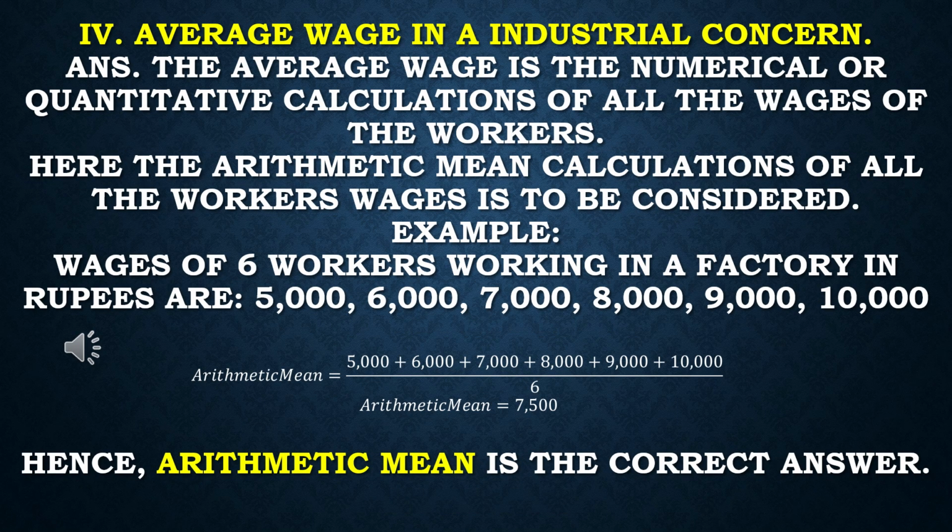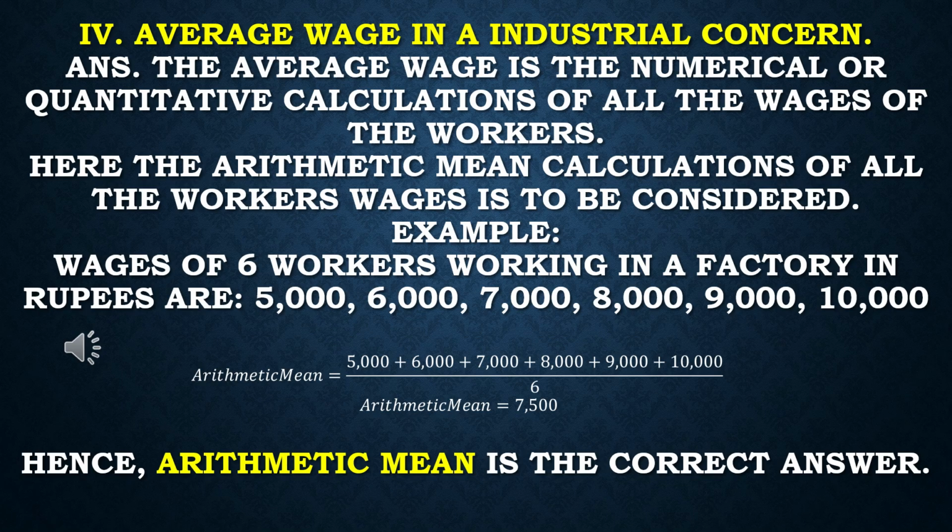Now we come to the fourth question of question number 1, which is the suitable average for average wage in an industrial concern. The answer for this question will be that the average wage is a numerical, again quantitative, value calculated from all the wages of the workers. So here again the arithmetic mean of all the workers' wages is to be considered. Now we take an example. Wages of 6 workers working in a factory, in rupees, are provided: 5,000 rupees, 6,000 rupees, 7,000 rupees, 8,000 rupees, 9,000 rupees and 10,000 rupees.